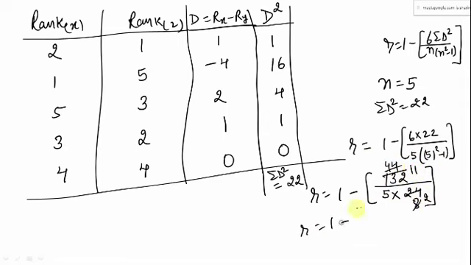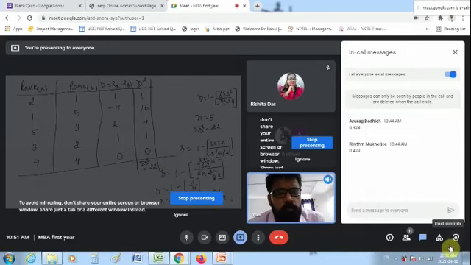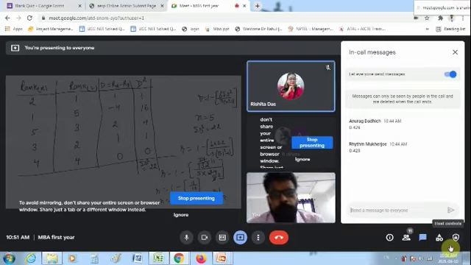We can simplify it. We have r is equal to 1 minus 11 divided by 10. r is equal to 1 minus 1.1. What will be the value? Negative 0.1. Yes, sir. This is the value of rank correlation, Spearman rank correlation. Ranks are given. We have taken the difference, done the square, and applied the formula. Any problem, guys? Even the smallest doubt can be addressed. No problem. No, sir. Good.